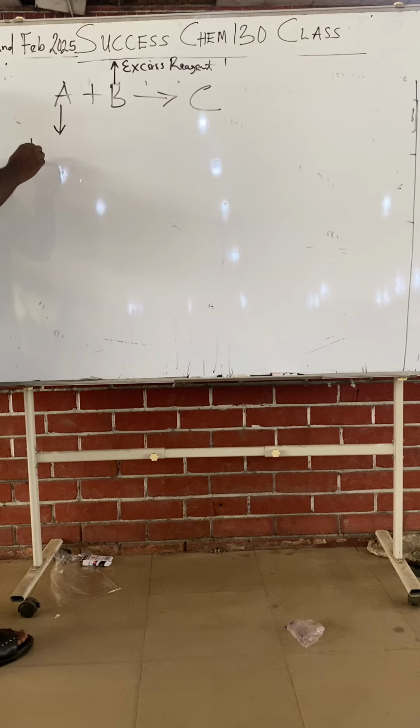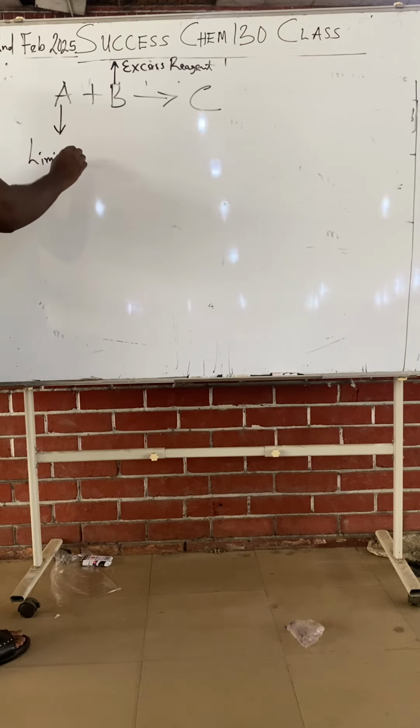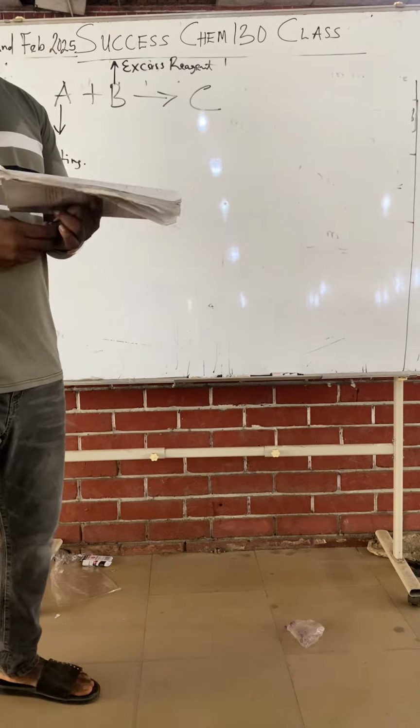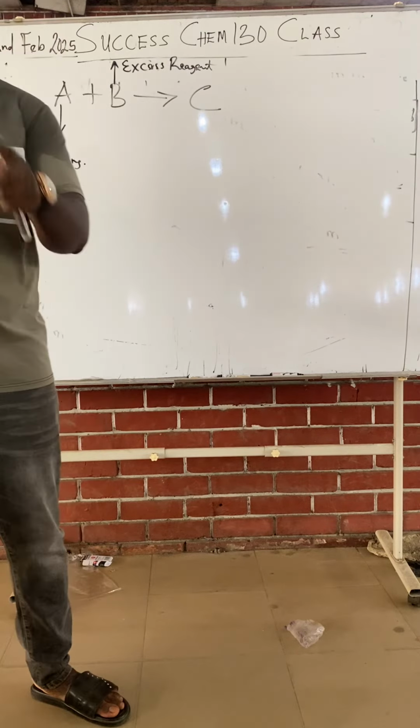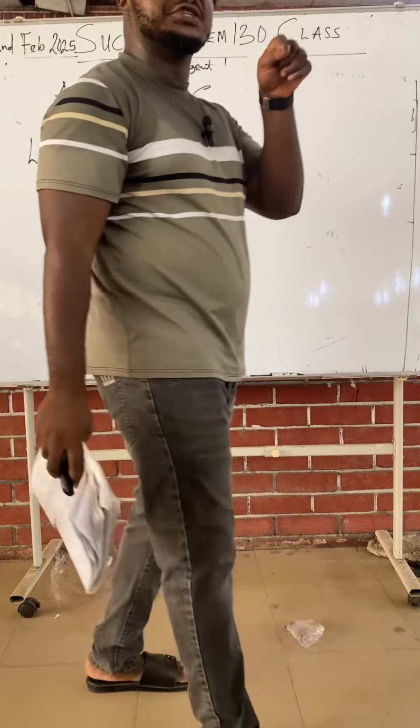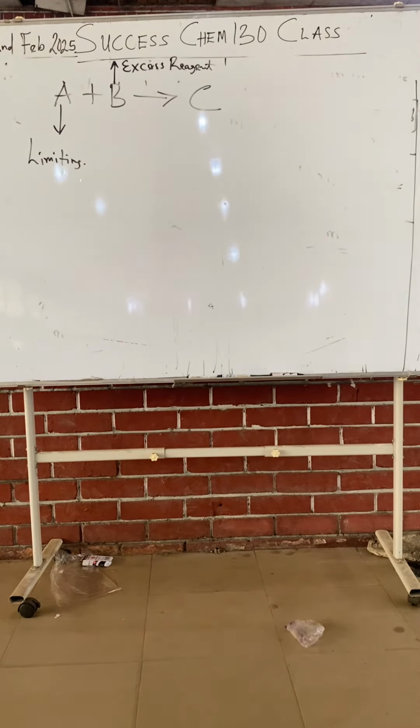In the exam, you could be asked that two reactants reacted with each other to give a particular product. Determine the limiting reagent. Class, there are well-known steps that you can use to determine which of the reactants will finish first among these two, even without carrying out the reactions.